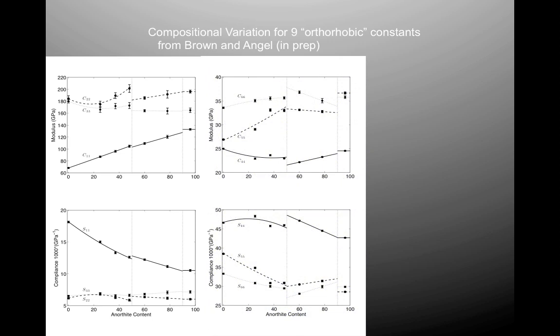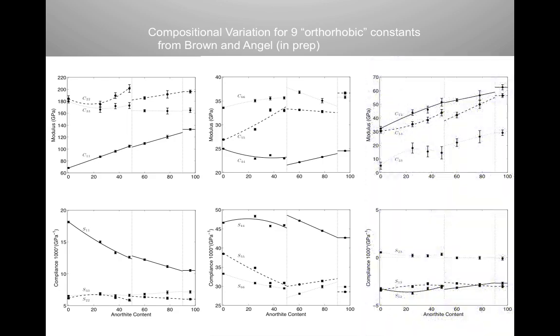Here are the diagonal shear constants, C44, 55, and 66. And again, you can see that some of them proceed reasonably smoothly from albite to anorthite. There are indications of discontinuities for others within the stated uncertainties. And finally, the off-diagonal constants C12, C13, and C23, which vary from albite to anorthite as shown here.